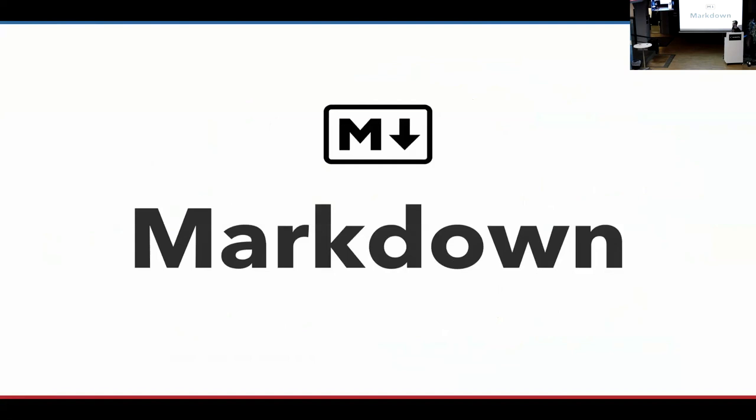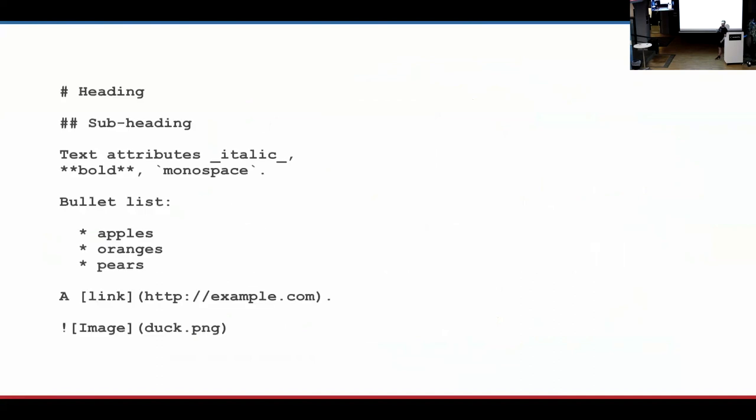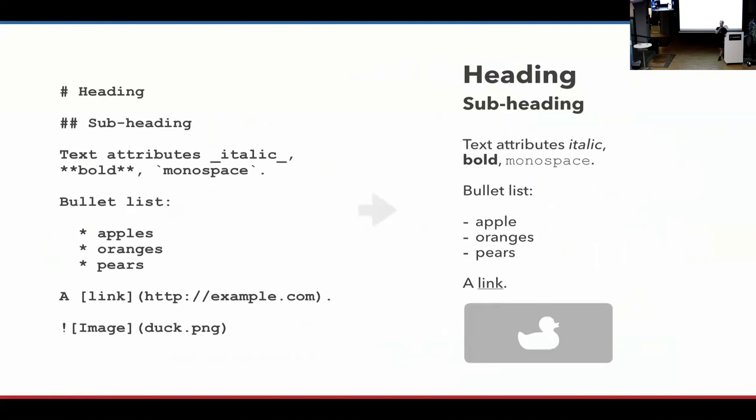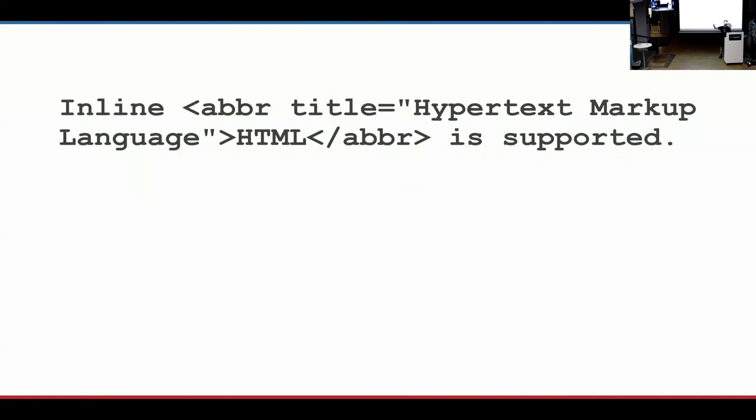So in case you're not familiar with Markdown, this is how it looks, right? You can define headings, bold, italics, lists, links, images, which then looks like this. And the little downside there already: you can bring HTML into this, right? When you bring this into your Markdown, well, then you cannot port the content somewhere else anymore.